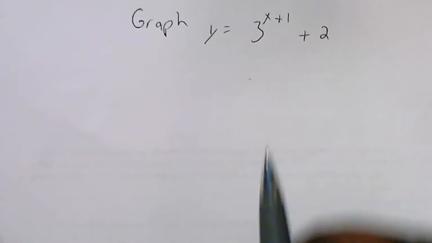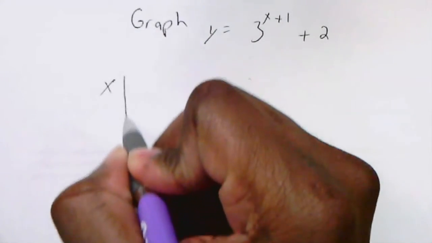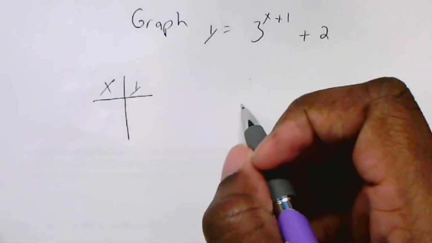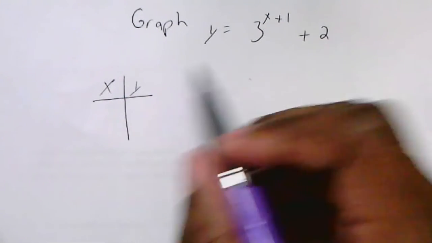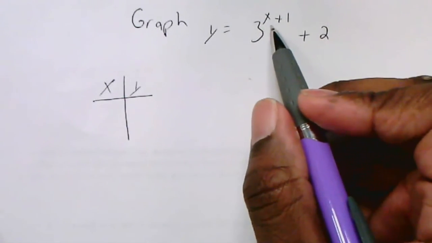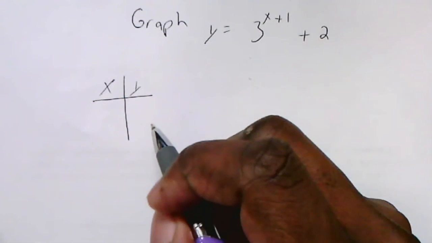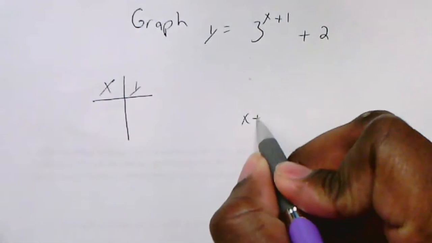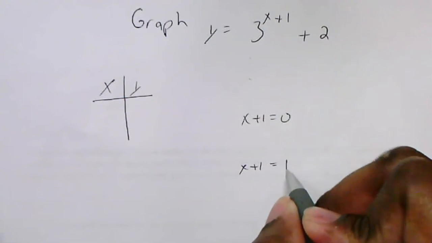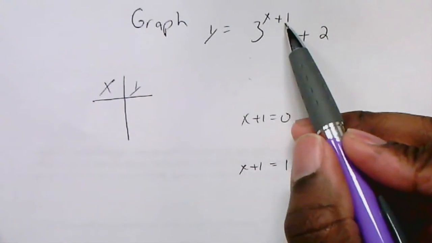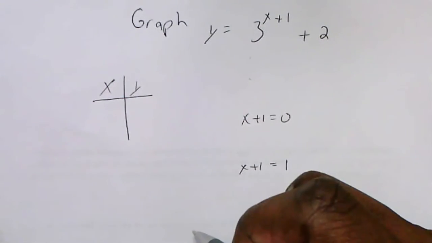The directions here say graph this function. We'll still start off by coming up with my table, x and y. Ordinarily, I make my table 0 and 1 for x. But in this problem, since the exponent is not just x, I need to figure out what makes this exponent 0 and 1. So I'm going to set x plus 1 equal to 0, and I'm going to take x plus 1 and set it equal to 1. I want to figure out what makes this exponent 0 and 1, so I can figure out what number to plug in for x.